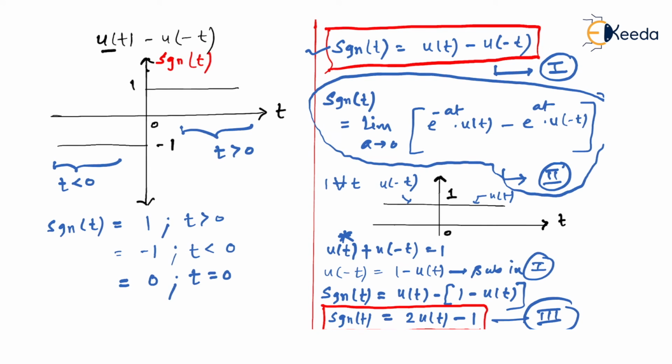Also, the third time what we did is we wrote the equation for 1 for all time. 1 for all time is u of t plus u of minus t. In that case, u of minus t is 1 minus u of t. We have substituted this in equation number 1, and after that I got one more expression for signum function, which is twice of u of t minus 1. So you have to remember all these expressions.